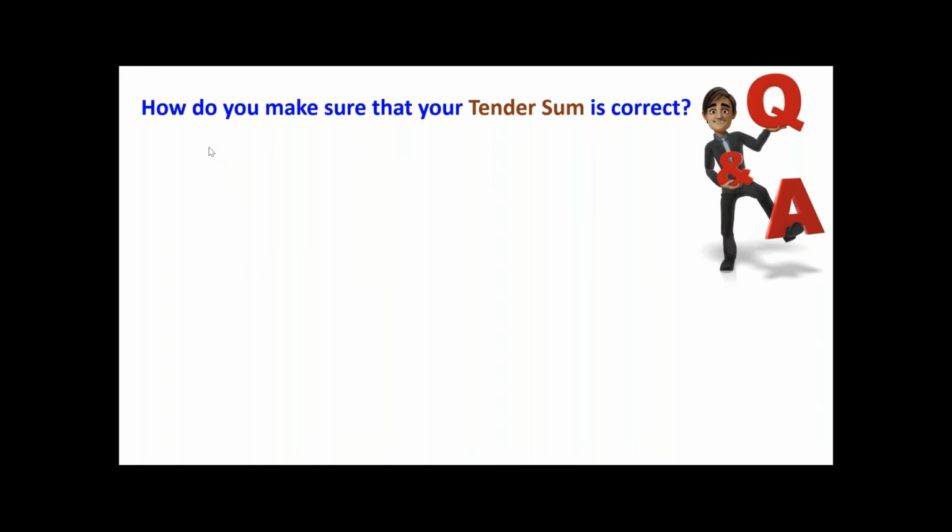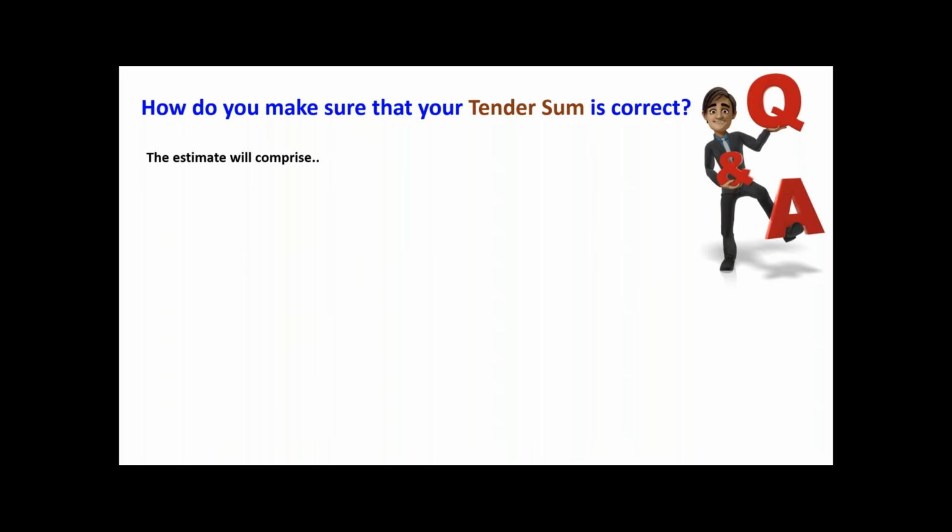Now these are the typical questions all of you answer. Now let me explain what are the real things we have to do. So no worries, I will read all the questions here. Whatever is coming: how do you make sure that the tender sum is correct?